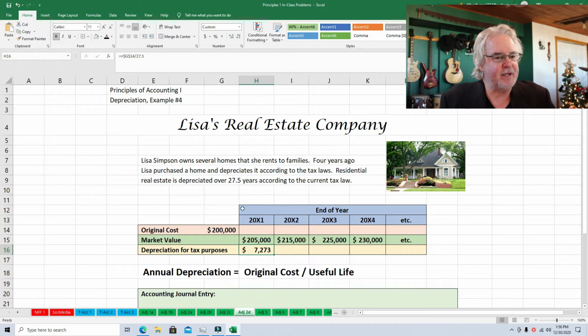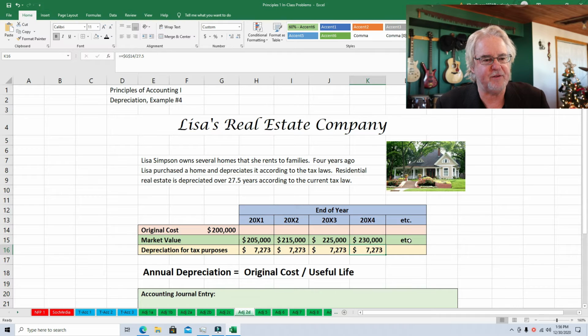Now, each and every year, Lisa will be able to take this depreciation deduction. In the second year, she'll get the same deduction. In the third year, she'll get the same deduction. Now, folks, I know that there are special rules like half-year convention and all that. I know the tax law is a little bit more complex than what I'm explaining here, but I'm trying to give you the basic general idea, okay?